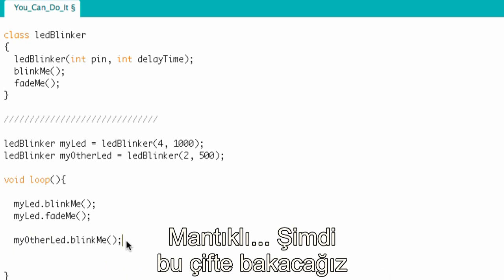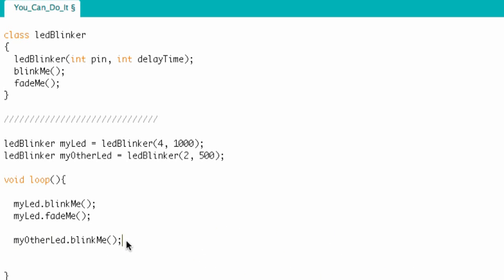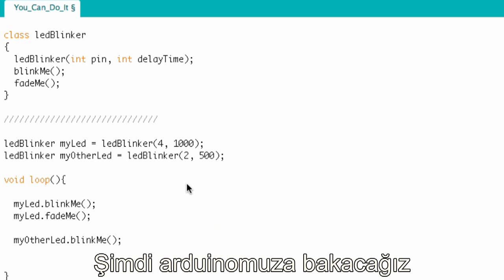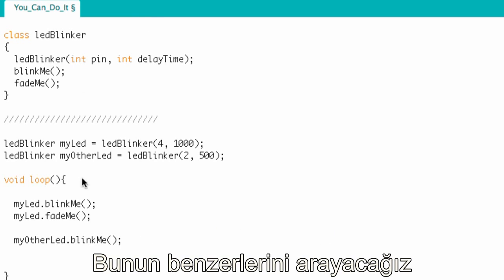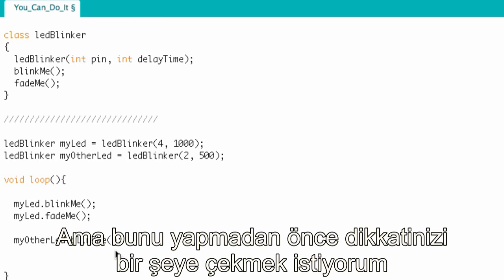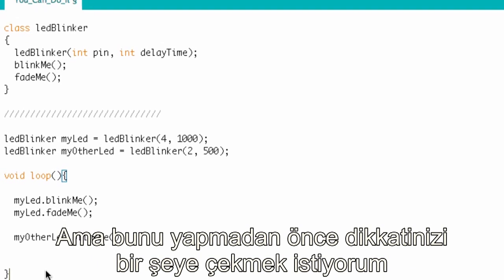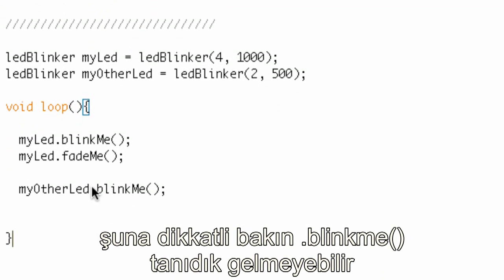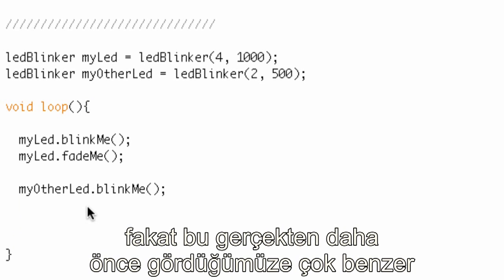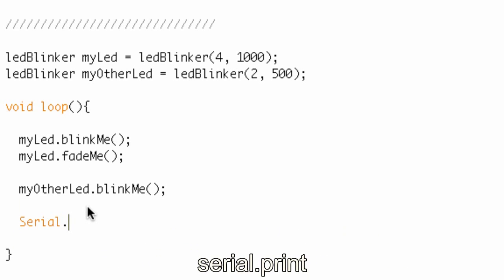All right. So what we're going to do now is look at a couple example Arduino sketches to kind of sink this in. All right, but before we do this, I want to just draw your attention to something. Notice this .blinkMe. Does this look familiar to you, this syntax? I think it should. Let's look at a really common one. Have you seen this before?